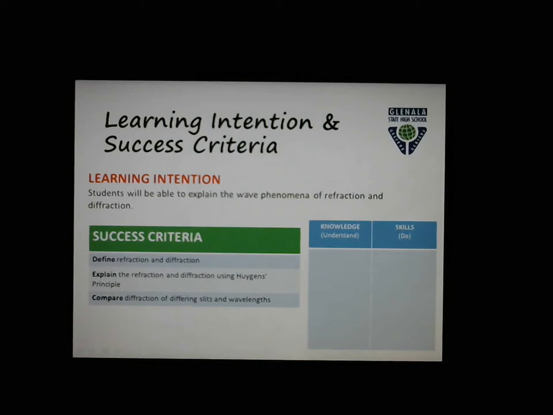So you can see here we've got a definition, an explain and a compare, so a lot of knowledge type verbs there. So if we're going to define something, we need to know what it is. So what's refraction and what's diffraction? Now look here, we've got to explain these using an idea called Huygens Principle, and if we don't know what it is, it's pretty hard to be able to use it to explain anything.